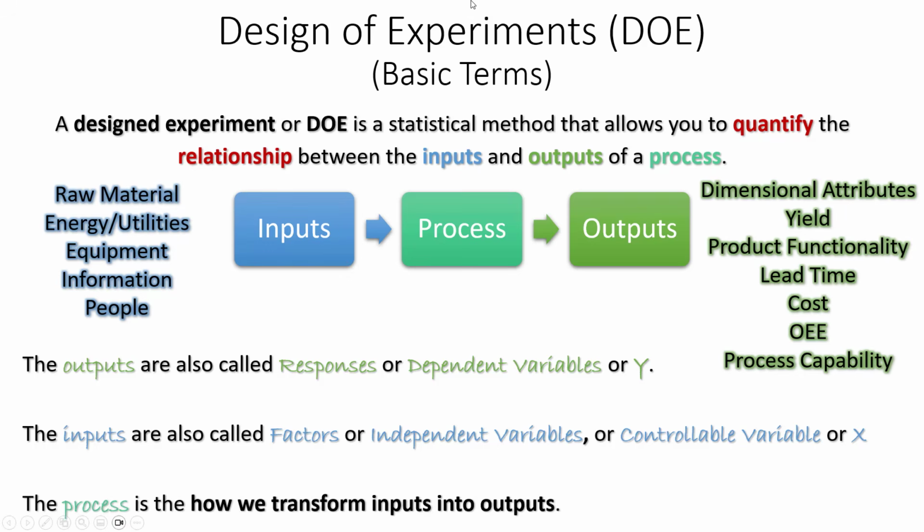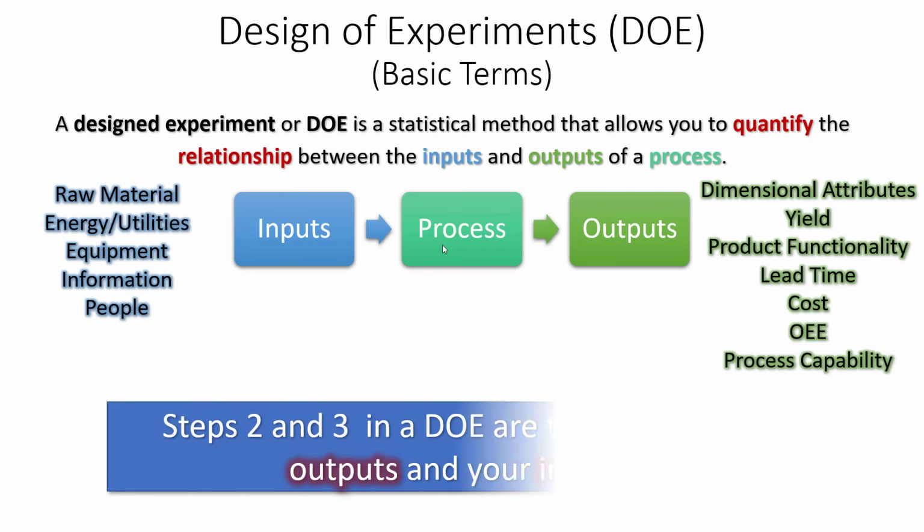In the middle here, in the middle of the process diagram, is the process itself. This is a sequence of steps that we go through to take all of our inputs and transform them into outputs.